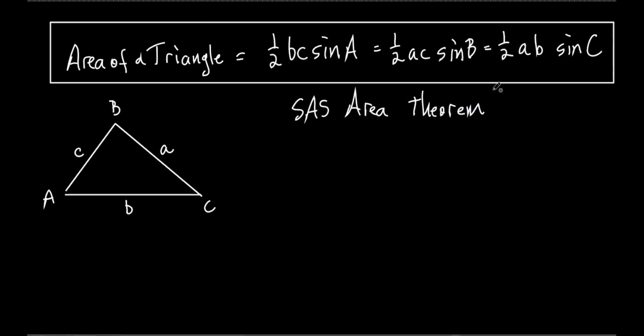Okay? Does that make sense? So if you have a triangle and you know a side and the angle in between, you should be able to find the area of it very easily with this formula right here. And what does this mean? Do you have to memorize all 3 of these?